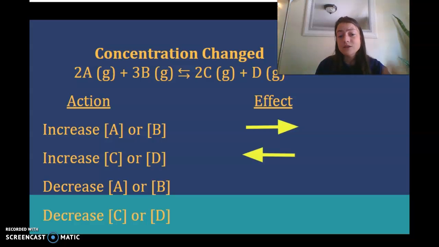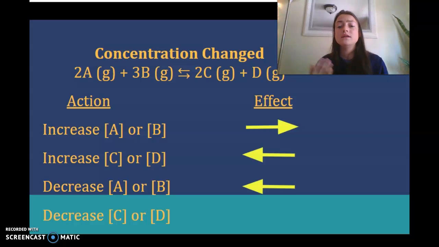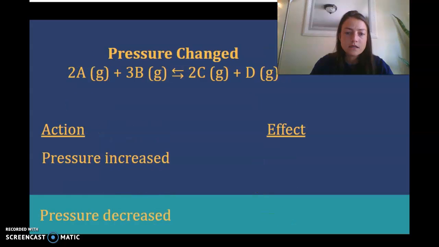Likewise, if we were to decrease our amount of reactants, A and B, we've taken away some of those, and so now we're going to try and make more. Our system is going to shift back towards our reactants because we've taken some of them away, and so it's going to try and make more of those reactants. If we were to take away some of our products, the system is going to say, hey, we need to make more products to replenish those, and so it's going to shift towards the right, towards the products. So that's how concentration is going to affect this.